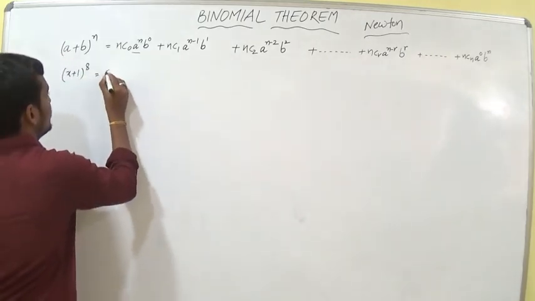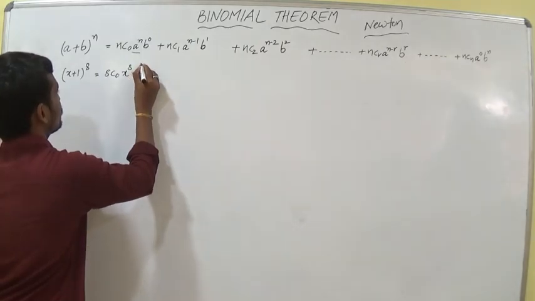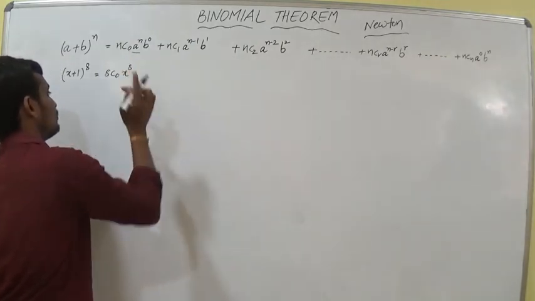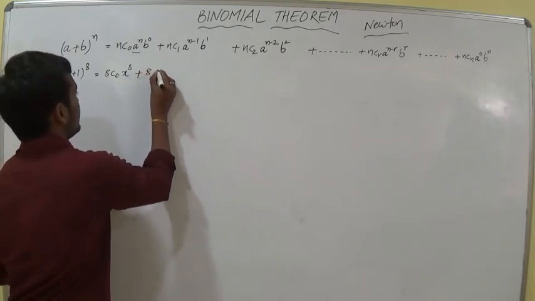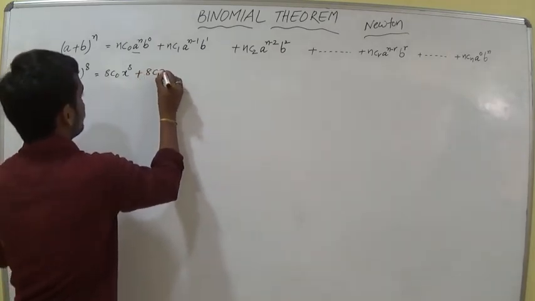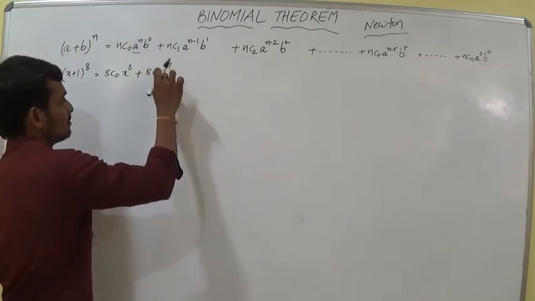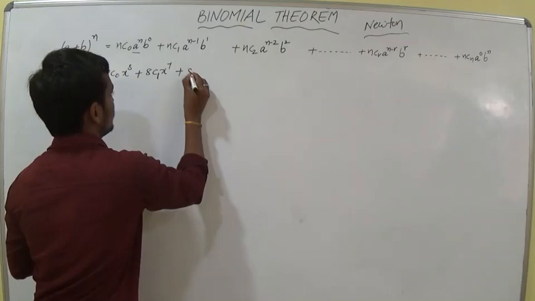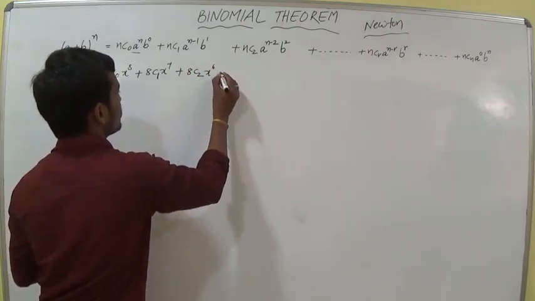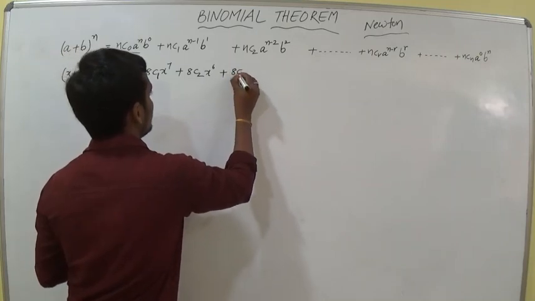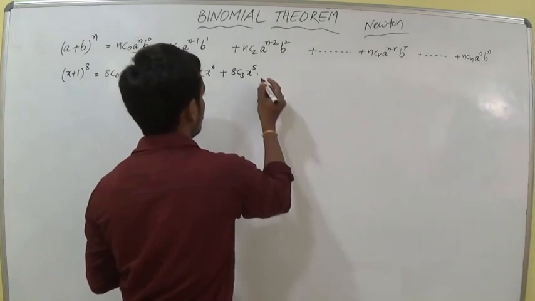Here 8C0 x power 8 into 1 power 0. No need to write 1 power 0. Plus 8C1 x to the power of 7 into 1, which is just 1, so leave that one. Plus 8C2 x to the power of 6, 1 square is also 1, leave it. 8C3 x power 5, 1 cube is also 1, leave it.